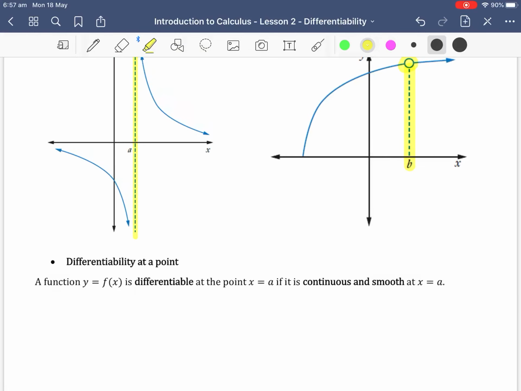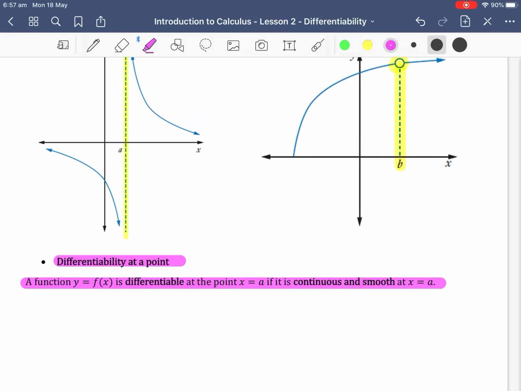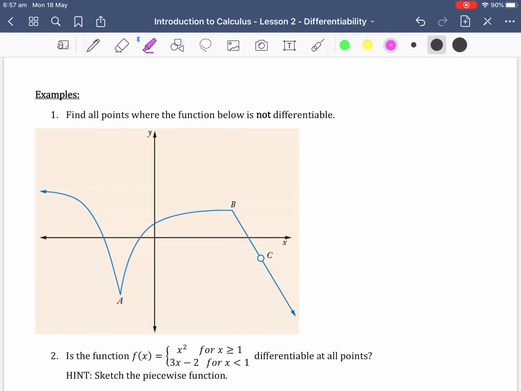So that means it's discontinuous at that point. For differentiability at a point, a function is differentiable at the point x equals a if it's continuous and smooth at x equals a. Moving on, let's have a look at some examples. We want to find all the points where the function below is not differentiable. We have a graph here and a couple of points. Remember, for a function to be differentiable, it needs to be smooth.